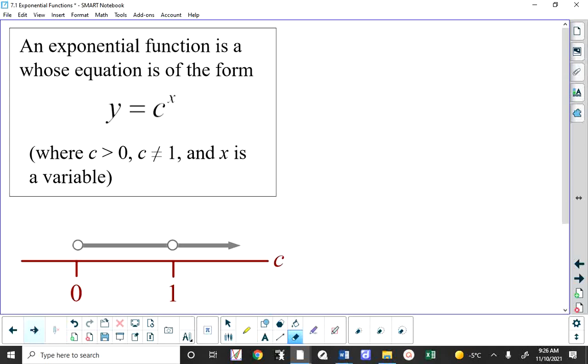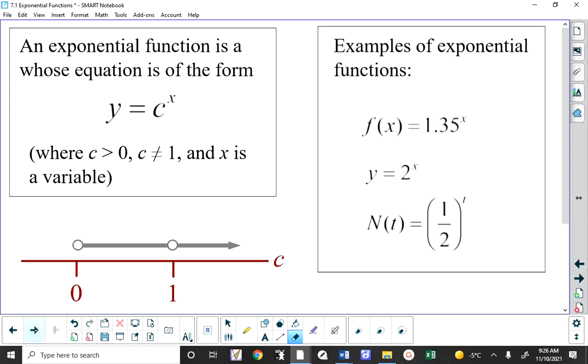So what are some examples of exponential functions? Anything where you have a number raised to a variable. So f of x equals 1.35 raised to the x would be an exponential function. Don't forget that f of x is just a fancy way of writing y. There's more to it than that. Otherwise, we would just write y. But in its simplest explanation, that's what f of x is. Y equals 2 to the x is a very basic exponential function. N of t, which means the variable n is a function of t, n is equal to 1/2 raised to the t. So it doesn't have to be x, obviously. It could be any variables you want.